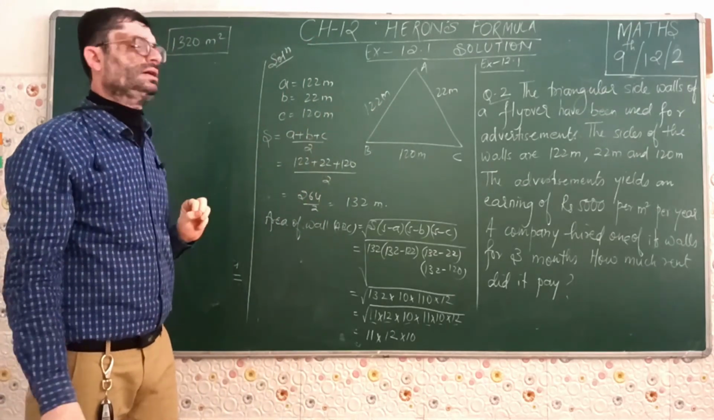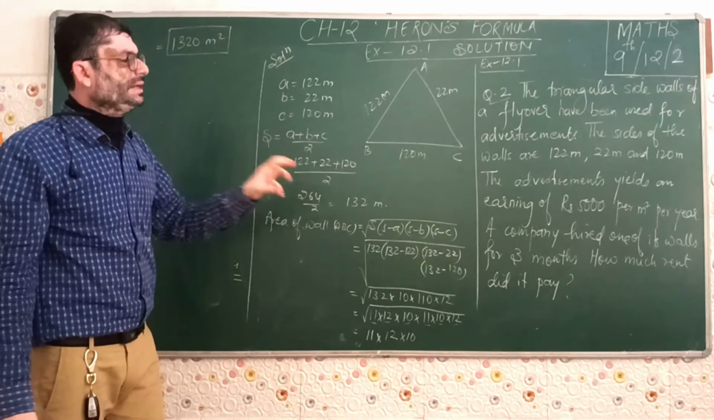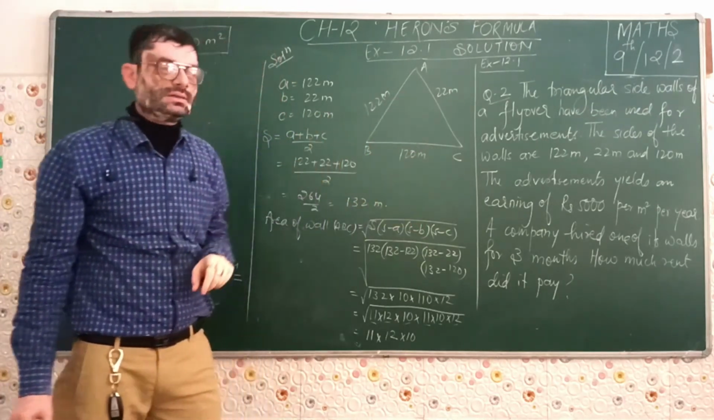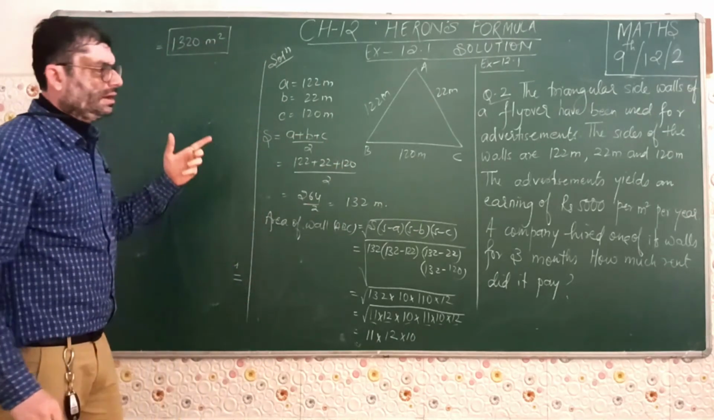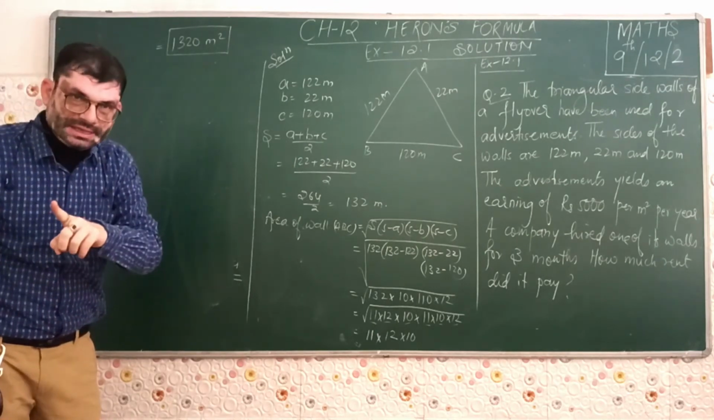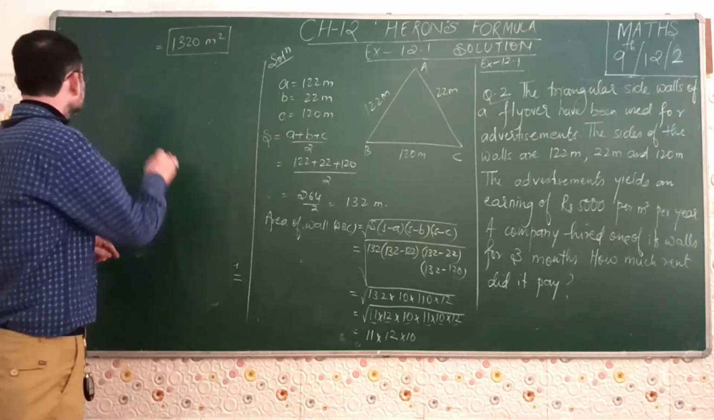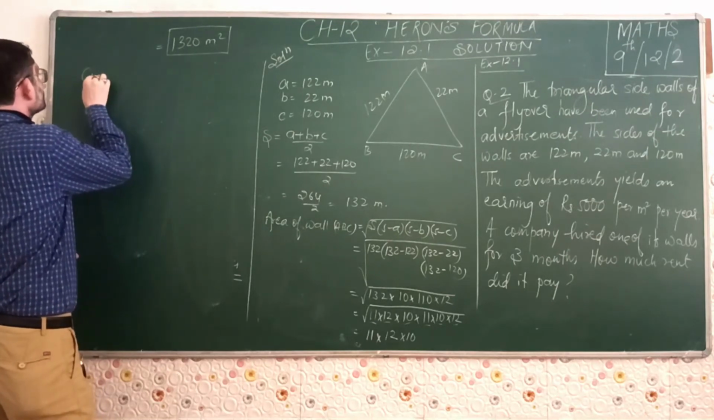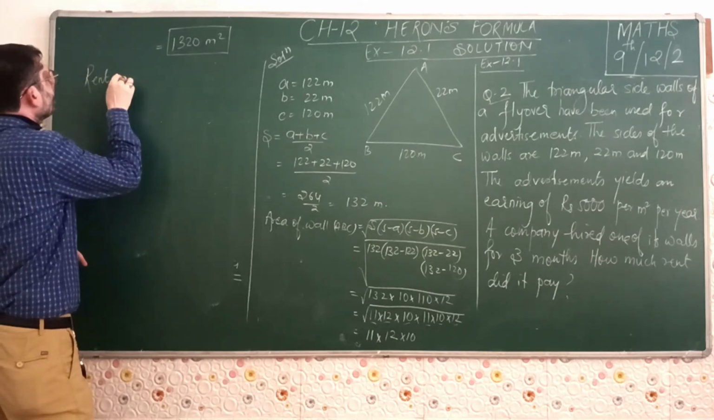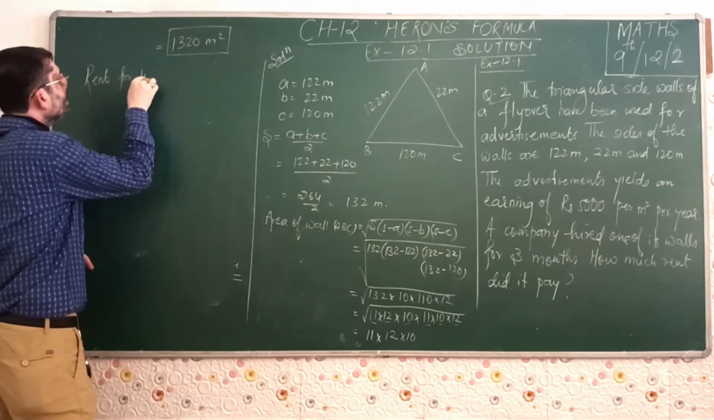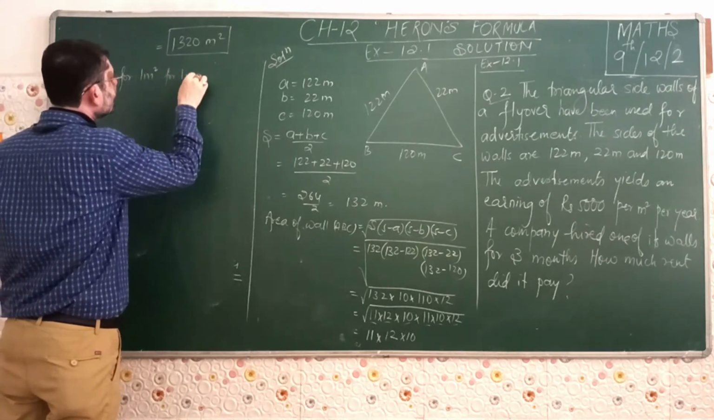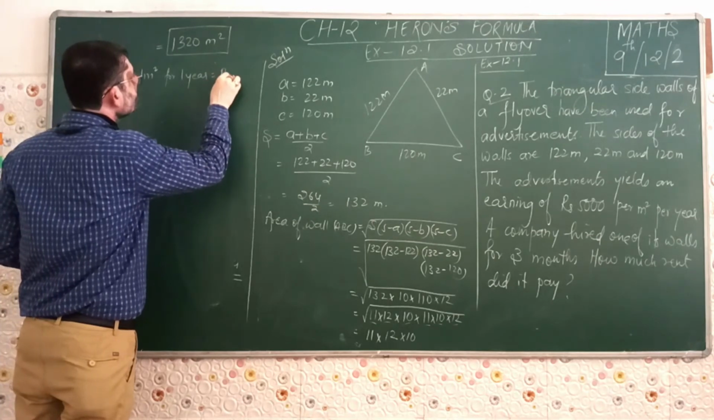Now let us find out the rent that the company has to pay if they take this wall for 3 months. So what is given to us? The wall is earning rupees 5,000 for 1 meter square for 1 year. So let us write the cost, or you can say rent. Rent for 1 meter square area for 1 year is rupees 5,000.